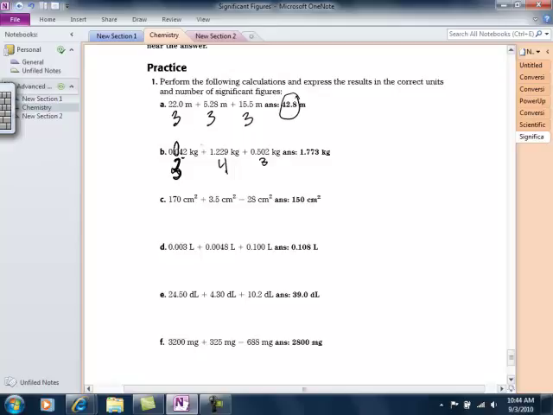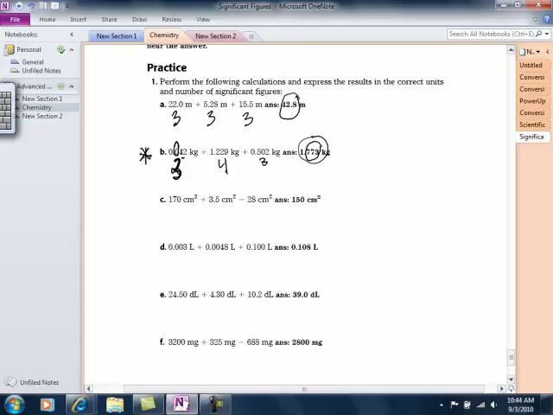But I'm adding, so I go with the addition rule, which is the least number of places past the decimal, which is how many? 3. So my answer will go 3 places past the decimal. So here I have 4 significant digits total. So I'm not using that other rule. I'm not using the multiplying and dividing rule. So watch that.